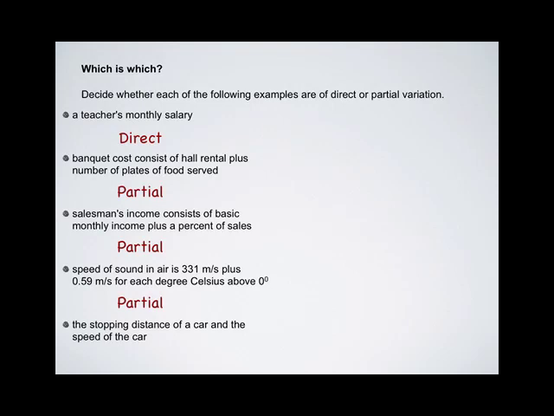There is no constant amount here. The stopping distance is directly related to the speed of the car. This is a direct variation. The equation representing a direct variation would be y is equal to mx, where y is a constant multiple of the variable x.